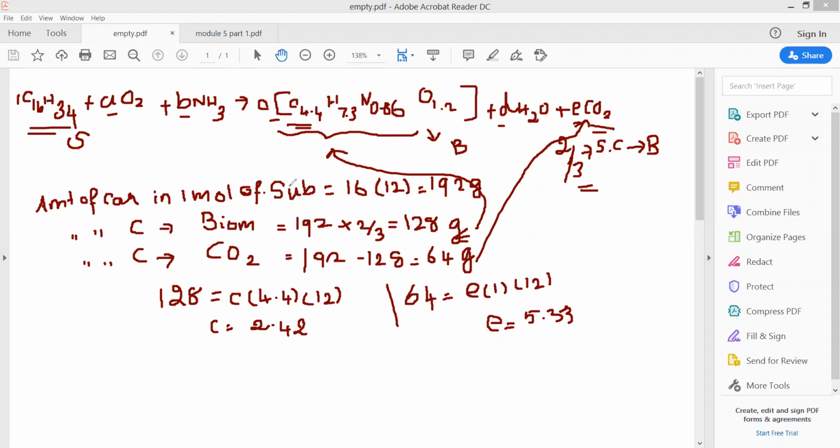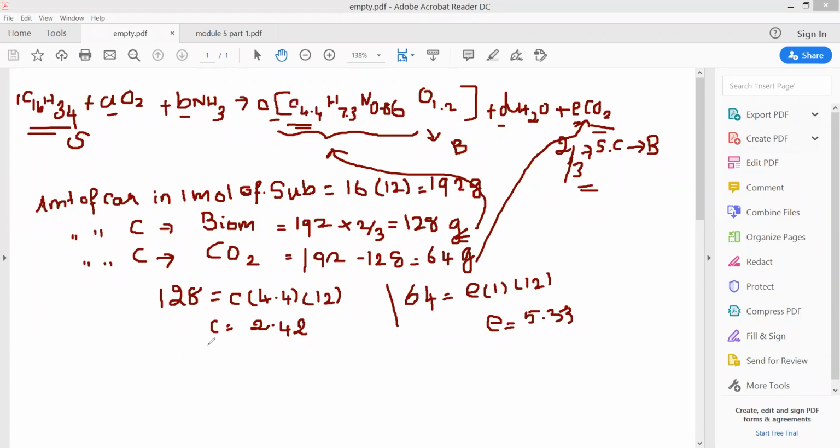And then for the remainder, we have to look at the product equation they have given. They give CO2. So the amount of carbon converted to CO2 is 192 minus 128, which is 64 grams. Now we know the amount of carbon present in biomass as well as CO2. So you equate only the carbon present over there. So 128 is equal to C into 4.4 into 12. C is equal to 2.42.